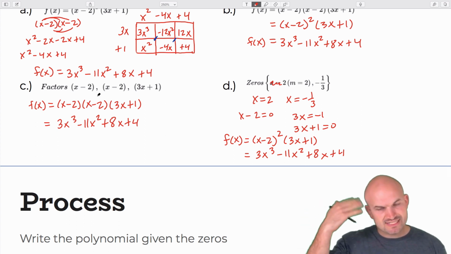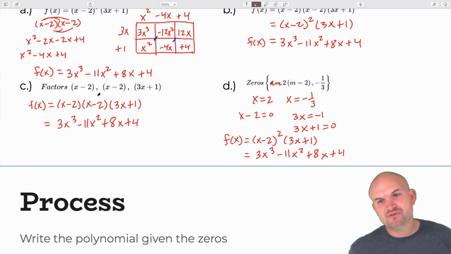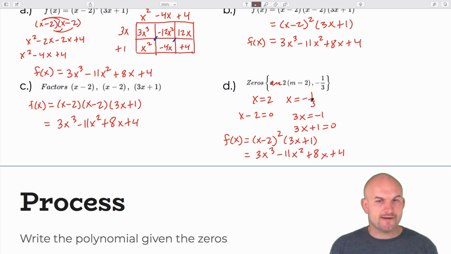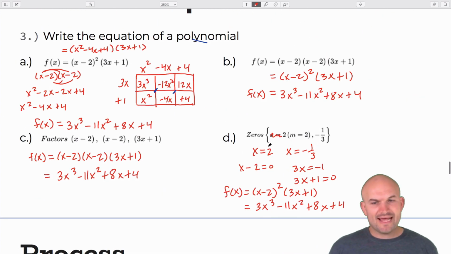Now, the important skill to understand is, what if I gave you the zeros? What if I gave you a 0 of 2 and negative 1/3? How would we write the polynomial from there? Well, again, remember from our solving problems, when we have the zeros, we can write the zeros in set notation. We could also write the zeros just as x equals 2 and x equals negative 1/3, right?